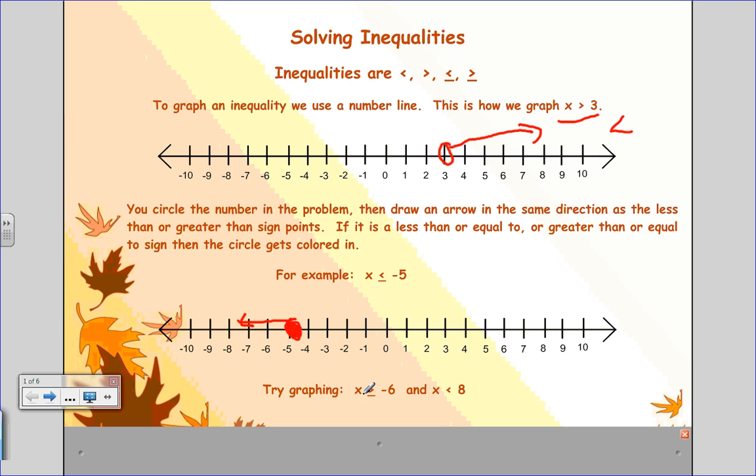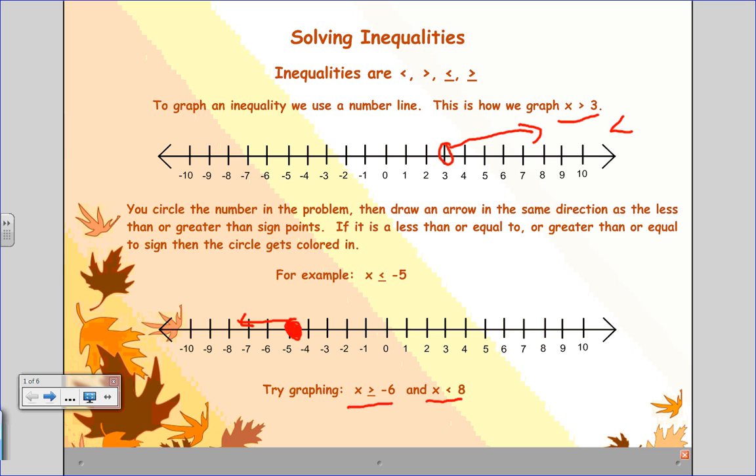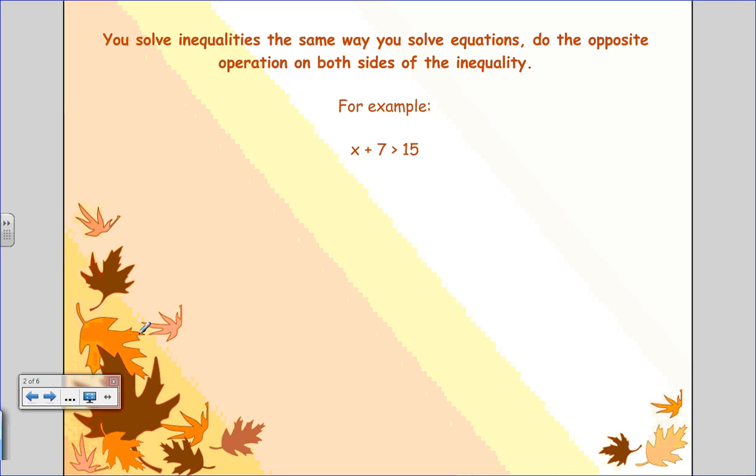So I want you, on your notes, to draw 2 different number lines and graph these 2 down here: x is greater than or equal to negative 6, and x is less than 8. And then Mr. Scapoletti will look at those and make sure that you are doing them the right way. When everybody's ready, you probably want to pause this. Then when everybody is ready, go on to the next slide. So here we go. Now that everyone knows how to graph, next slide.